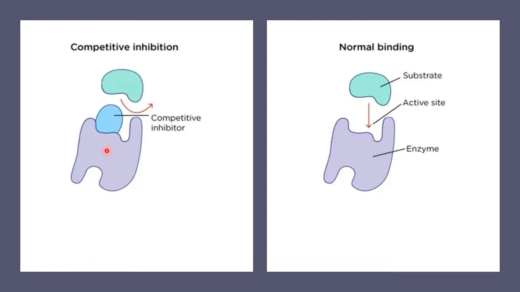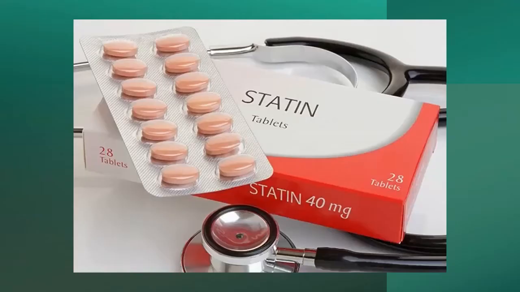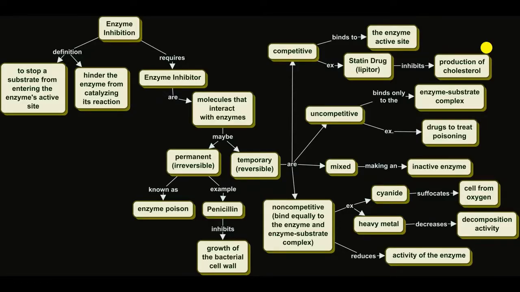An example of this enzyme inhibition is the statin drug. The statin drug acts as the enzyme inhibitor. This is a statin tablet, also known as Lipitor. Statin, also known as Lipitor, inhibits the production of cholesterol.